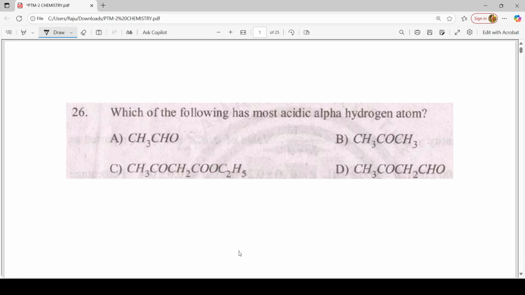Hello students, today we are going to discuss the chemistry question paper, PTM2 chemistry question paper. We'll start with question number 26.